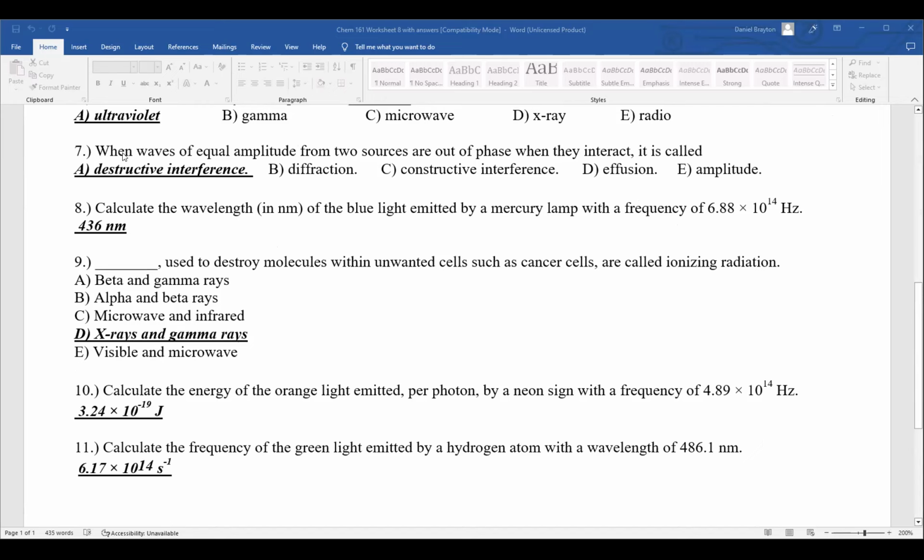Oops, 7. When waves of equal amplitude from two sources are out of phase when they interact, it's called destructive. So this is the idea, right, of say jumping on a trampoline or something. And when you've done this, it can be constructive, where two people jump at the same time and you transfer the energy and have a bigger effect. Same with light, or it can do the opposite.